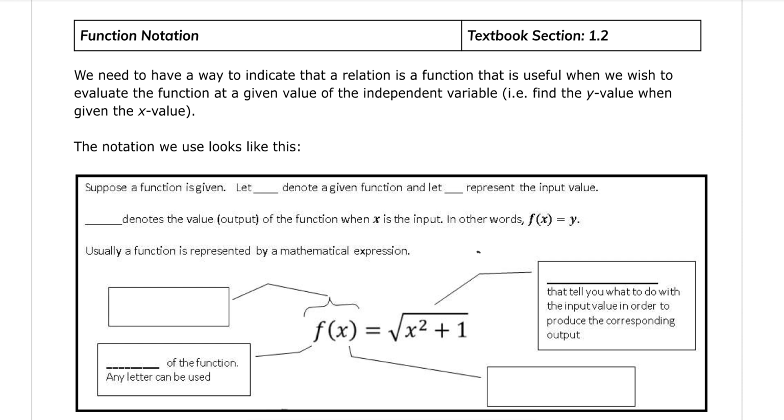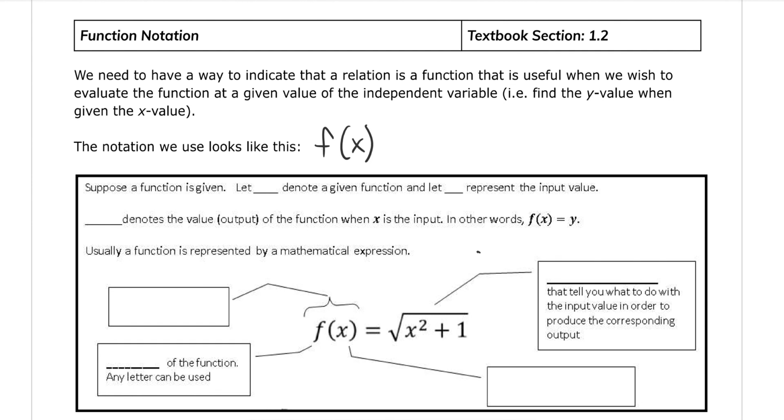Function notation. We need a way to indicate that a relation is a function, and a way to show how to evaluate the function at any given value of the independent variable. In other words, I want to ask the question: what is the y value given some x value? We have notation that asks that question in just a few letters, and it looks like this: f of x.